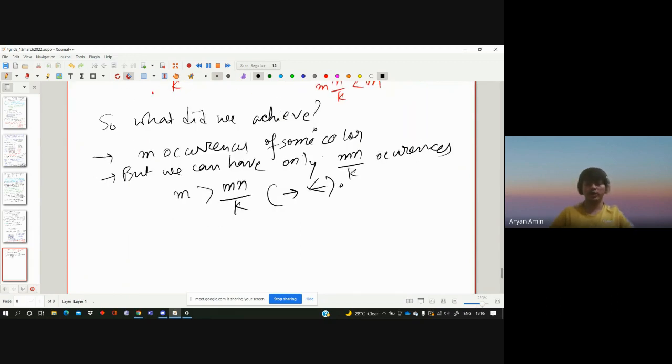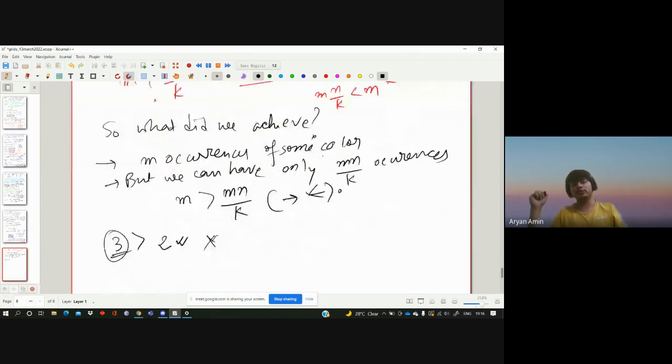So basically, we could have afforded only 2 occurrences of a color, but we see that there is some color with 3 occurrences. So that is a problem, right? So does anyone have any questions regarding the proof? So this completes the problem. So does anyone have any questions?